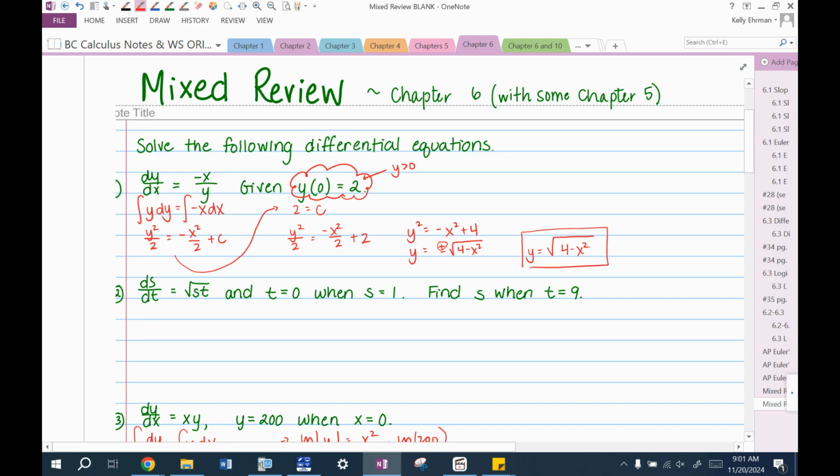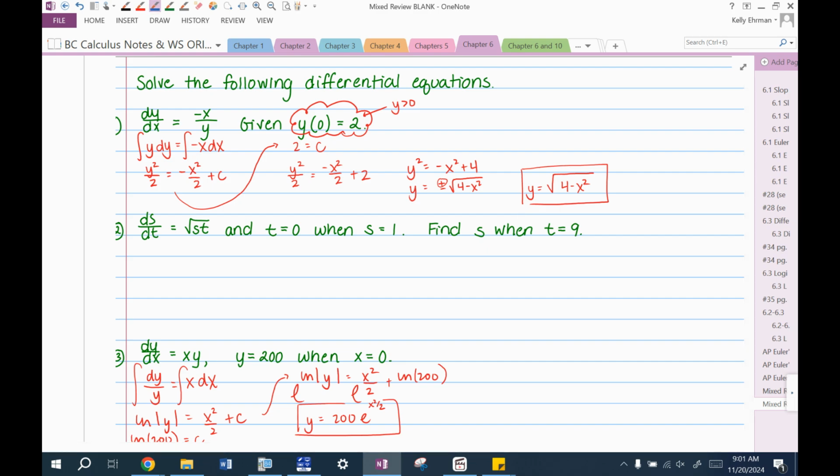I don't know if you remember that graph. It looks like a little half circle with a radius of 2. Just something noteworthy. Okay, let's take a look at the next one. So ds over dt equals the square root of st. T equals 0 and s equals 1. And then also find s when t equals 9.